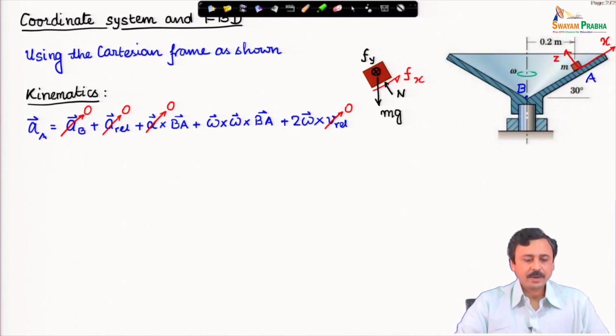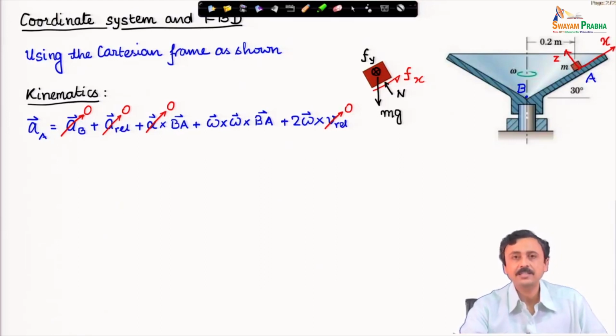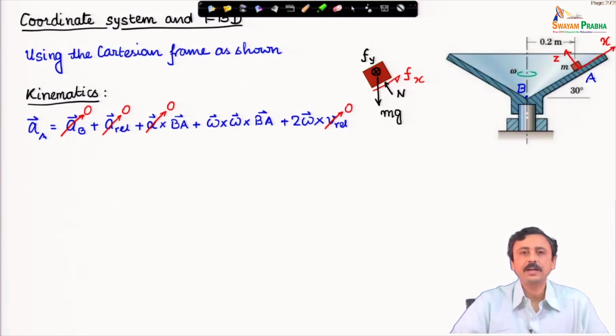Then we look at the kinematics. Acceleration of this block, which I call A, I am expressing in terms of acceleration of this point B, which is on the axis of rotation, as you can see on the figure. An observer at B notices the acceleration of block A and writes: acceleration of block A is acceleration of the observer plus A rel plus alpha cross BA plus omega cross omega cross BA plus 2 omega cross V rel. Now, this is our most general expression of acceleration.